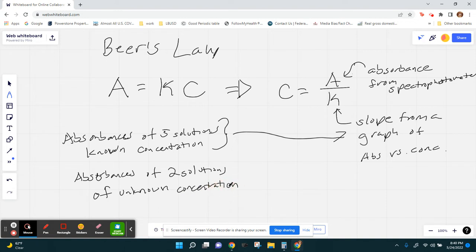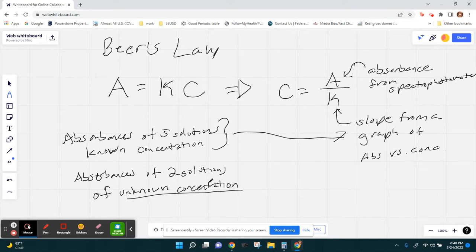Not easy writing on this thing. And you're going to find these unknown concentrations by using that K. Once you find what that K is, you can take the absorbance for each one of these, plug it in here, divide by K, and that's going to give you the concentration for these two. So you should have 7 absorbances: 5 with solutions of known concentration, which you created by diluting a solution, and 2 that were just given to you, and you just took the absorbances.